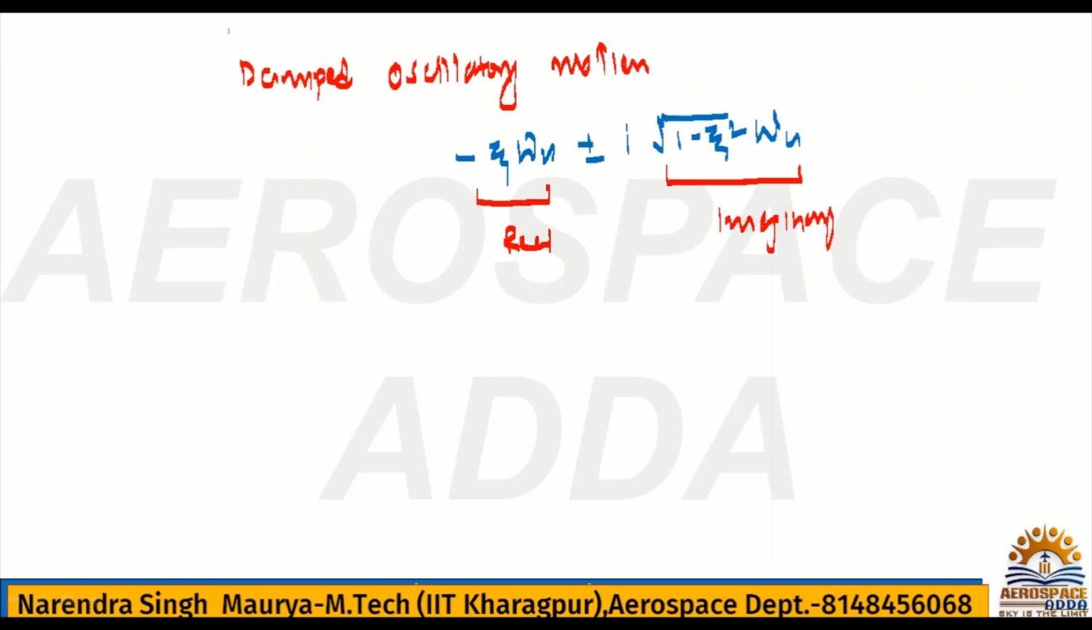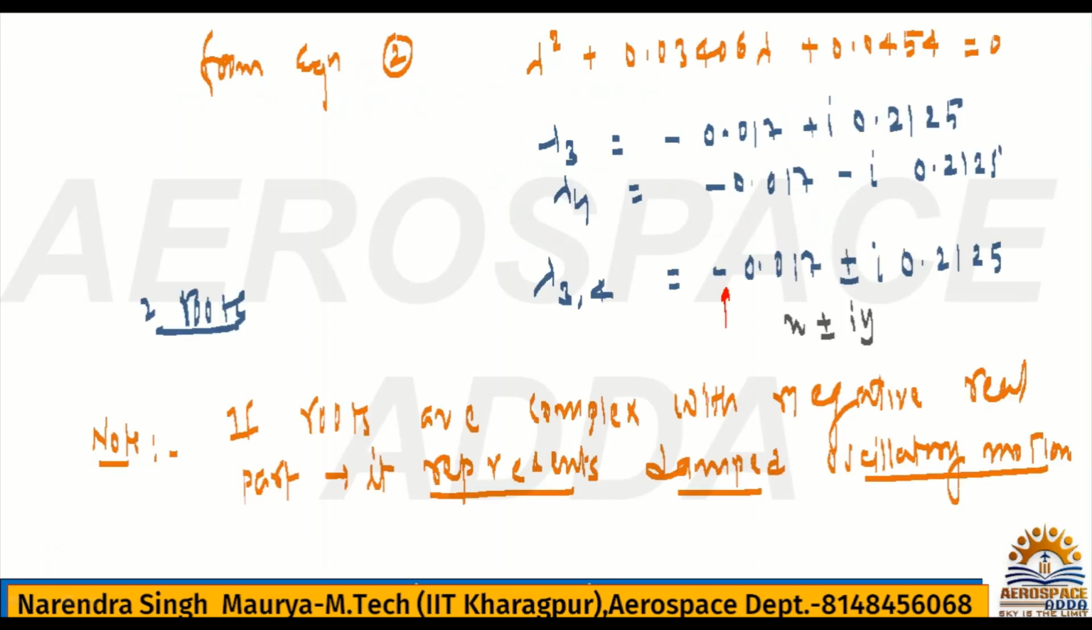Whenever you have damped oscillatory motion in vibration, we will derive that. This is the equation when there is damped oscillation. With the help of this, we are taking this one reference equation for damped oscillatory motion, and we have to compare it with our actual equation.